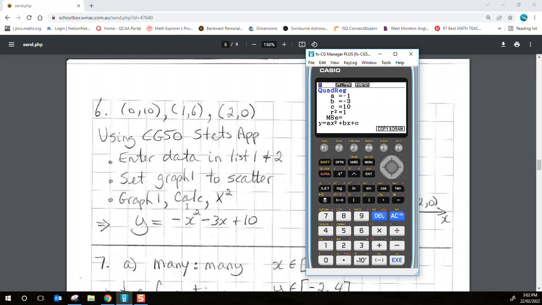I did graph 1, I did calculate, and I chose x squared for the model. And here it is, negative 1 times x squared minus 3 times x plus 10. There's my formula. If I draw that, you can see that it goes beautifully through the points.